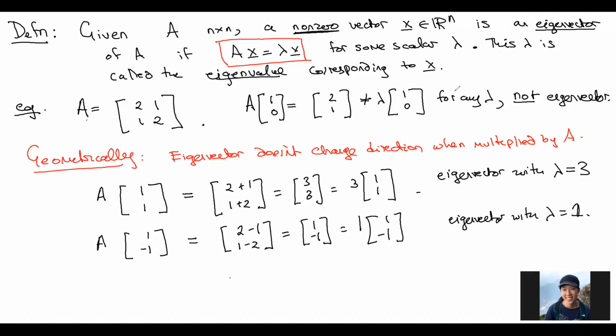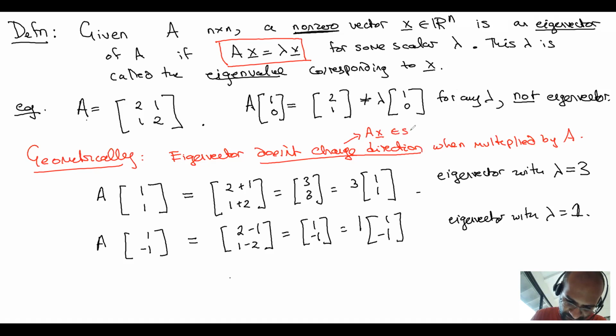Can you explain again what it means by eigenvectors not changing direction when multiplied by A? Is it that it doesn't change positive or negative sign? Oh, no. It means, okay, I see. It's allowed to change sign. Good point. So it lies on the same line. So that means Ax lies in the span of x. Does that answer the question?